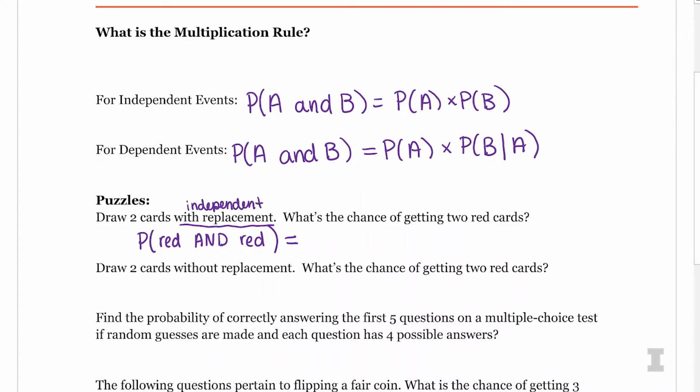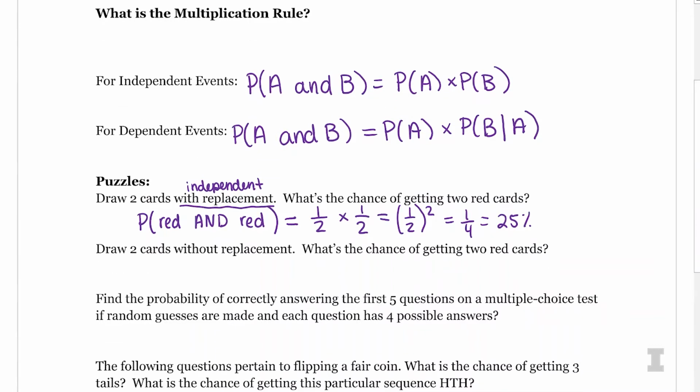So the probability of getting a red on the first draw is 1 out of 2, right? There's just red or black cards. So 1 out of 2 times, and then it doesn't matter what my card is, I'm keeping the deck the same by putting it back in. The probability is going to be 1 out of 2 as well. And I can simplify this if I want. I could leave it as 1/2 times 1/2. I can even say 1/2 squared, or I can say 1/4, or I can say 25%. There's a bunch of different ways to represent this probability.